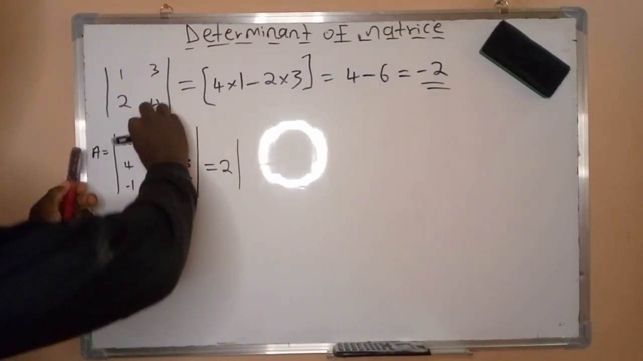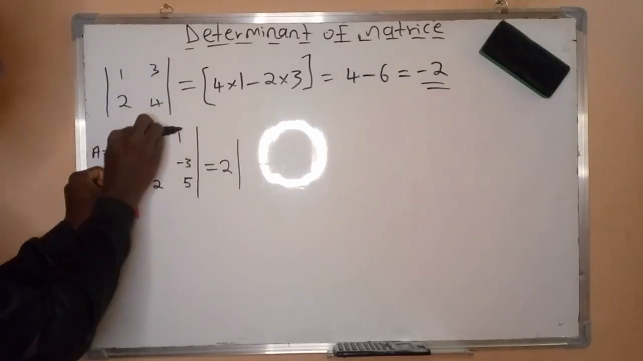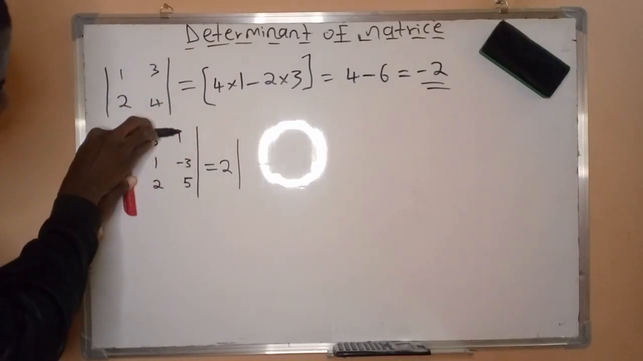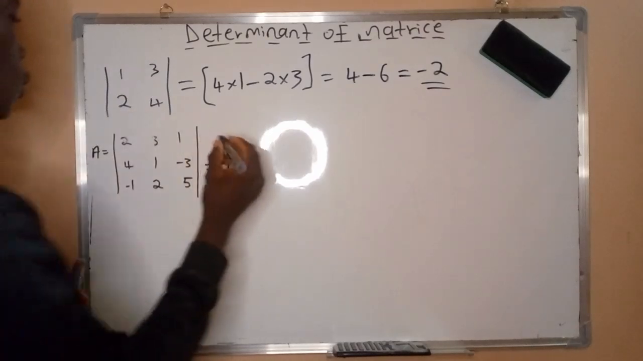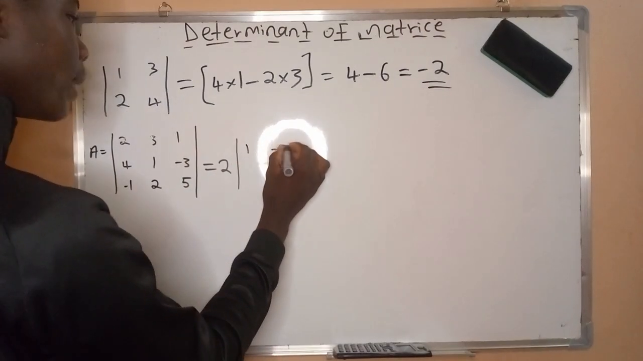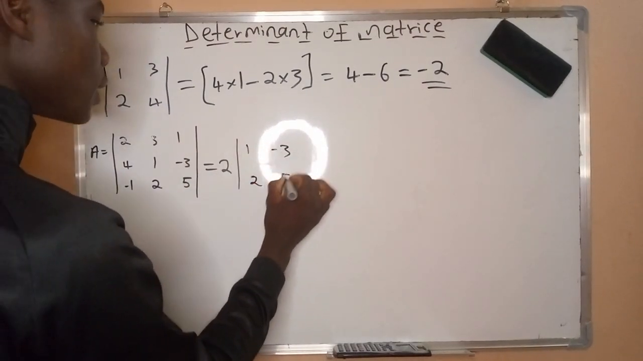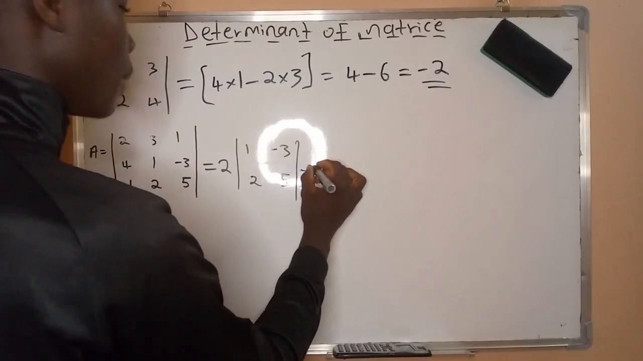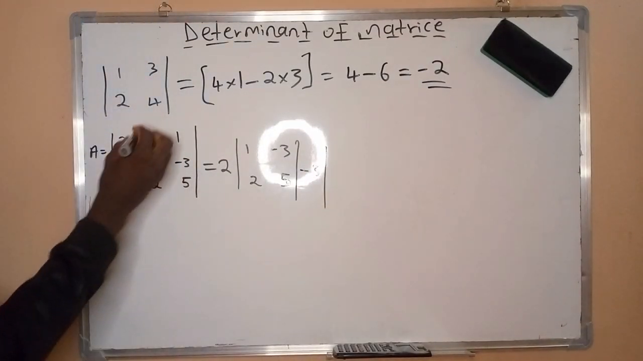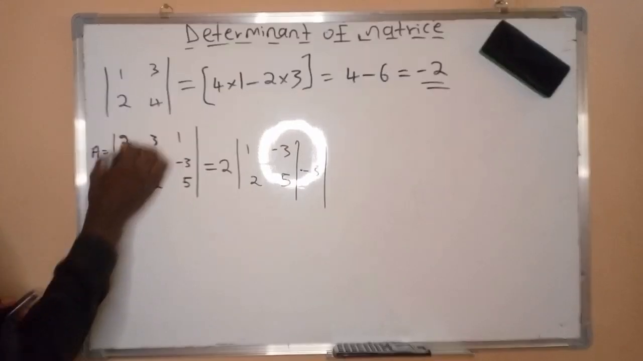We delete this, and also we delete this. So therefore, we are left with 1 minus 3, 2, and 5. And also, I'm having a negative sign, and I'm having 3. So therefore, I have to find the value of 3.